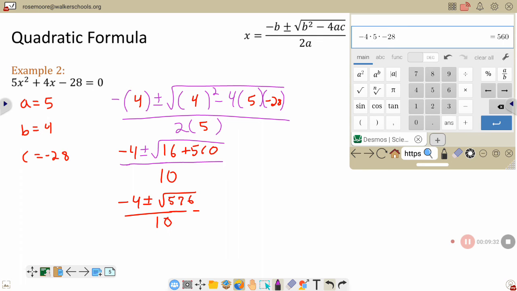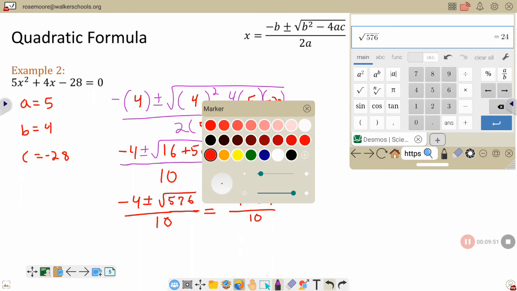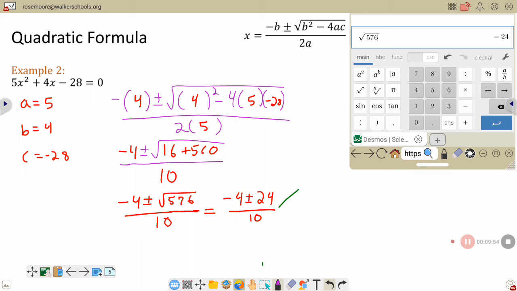And because I've told you it's a rational answer, we're going to try it out. Let's see what the square root of 576 is. It's 24. So I have negative 4 plus or minus 24 over 10. So again, we're going to have two answers from this. We're going to have one where we add, negative 4 plus 24 over 10. All right, that's 20 over 10, which is the answer 2.